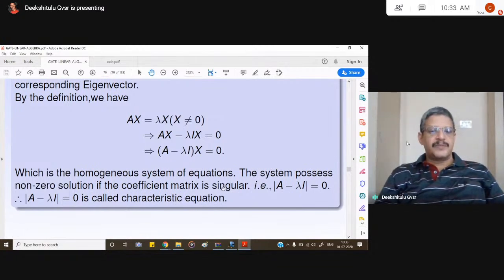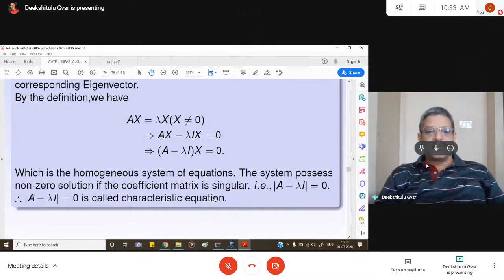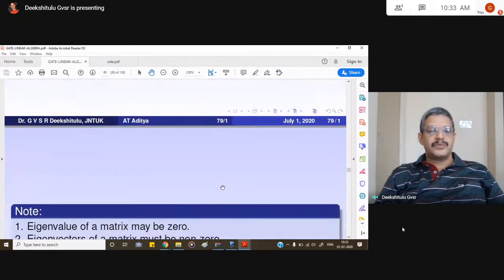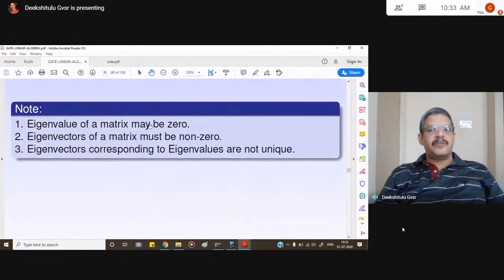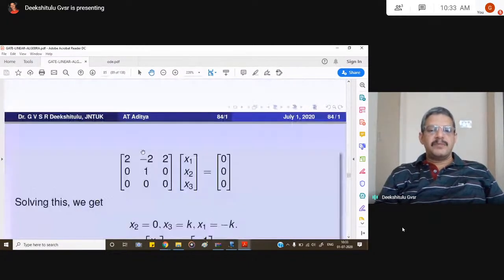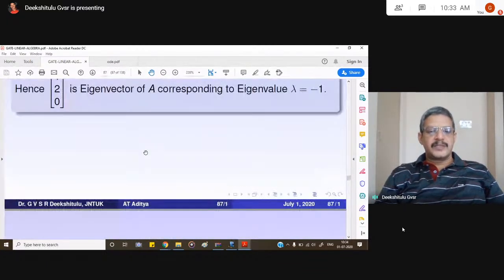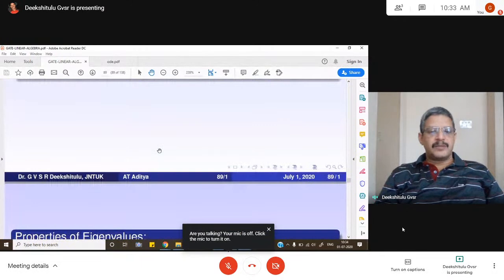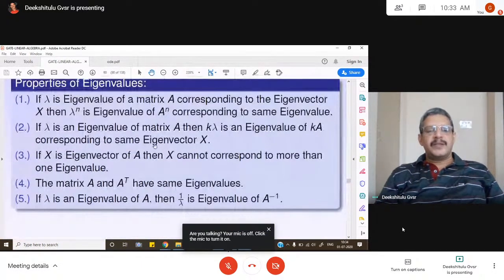And if you find the roots of this, we get n roots. If A is an n by n matrix, you get an nth degree polynomial characteristic equation. An nth degree polynomial has n roots, and the roots are called characteristic roots or eigenvalues or latent roots. That's what we studied yesterday. So an eigenvalue of a matrix may be 0, but an eigenvector of a matrix must not be 0. And then we have done some problems, and then we see some of the important properties of eigenvalues. The properties you have to learn somehow, because at times in the examination they directly ask the properties.